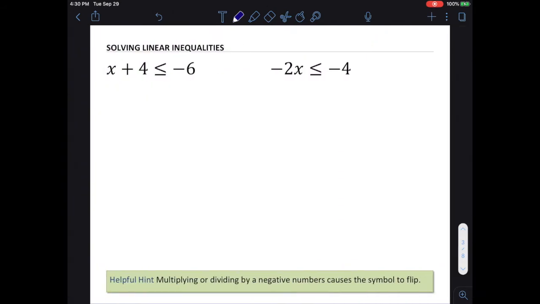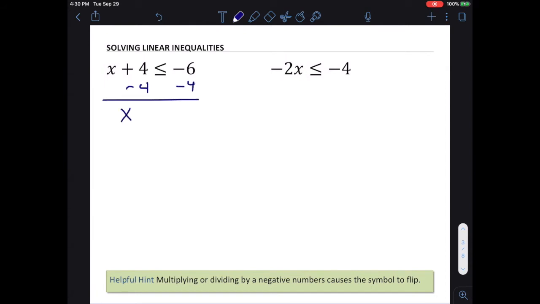So these are a couple of basic linear inequalities. And what we have here is we basically have an equation. So we could look at this and say, hey, x plus 4 equals negative 6. We're going to do exactly the same thing to this linear inequality that we would do if this were an equation. So we're just going to solve it, and we're going to get x all by itself. So the first thing I want to do to solve this is I want to subtract 4 from both sides.